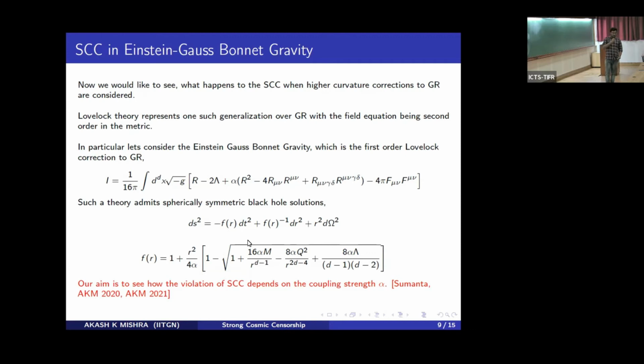We have studied in our paper d equal to 5, d equal to 6, and d equal to 7. And we want to see how the value of beta depends on the choice of alpha. Alpha is the Gauss-Bonnet coupling constant. So if I increase the strength of the Gauss-Bonnet coupling constant, that is the modified gravity, can I save the strong cosmic censorship? And it turns out that we cannot.